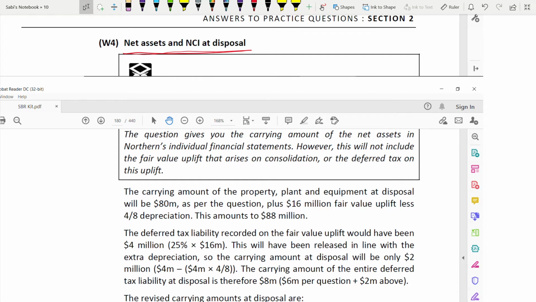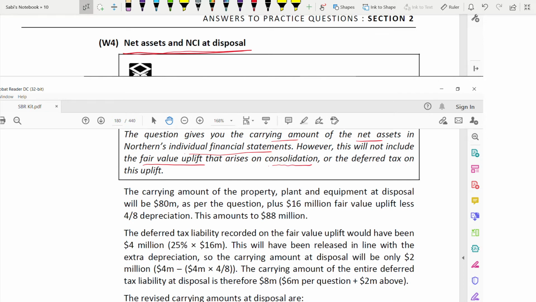What does it give you? Carrying amount of net assets, but in the individual's financial statements. However, this will not include the fair value uplift that arises on consolidation. So whatever happens on the consolidation, it will not come in the individual account. It will come in the consolidated accounts, right? So the fair value uplift arises on consolidation. It's not in the individual financial statements.